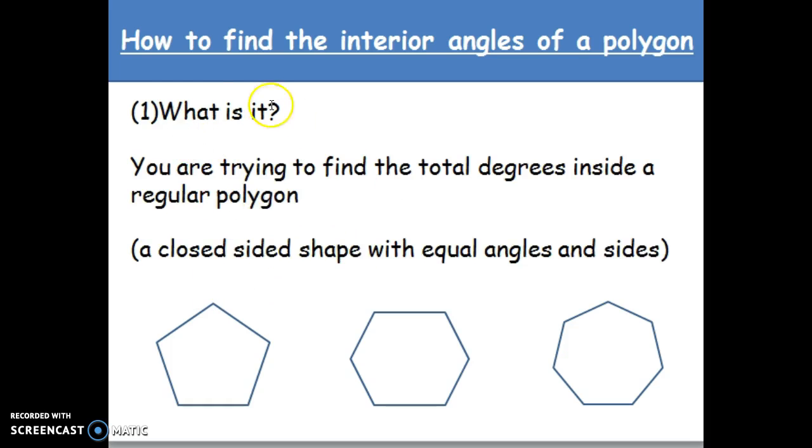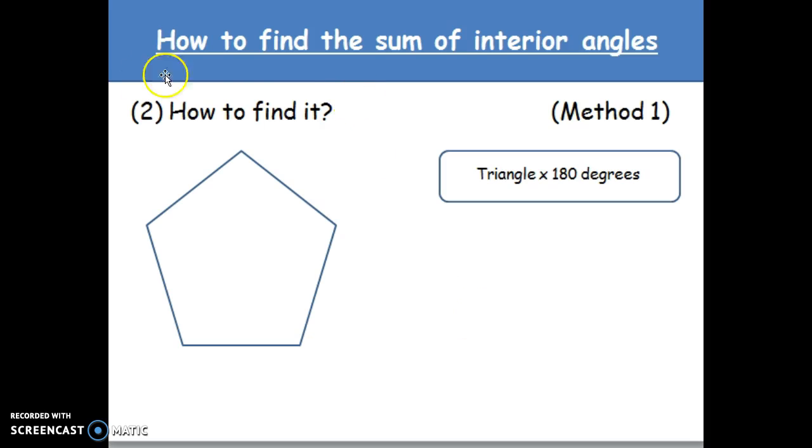So the very first thing is, what is it? Well, you're trying to find the total angles or total degrees inside a regular polygon. And a regular polygon is really just a closed side shape with equal angles and equal sides. So picture a perfect shape, but just with different sides. So how do you find it?